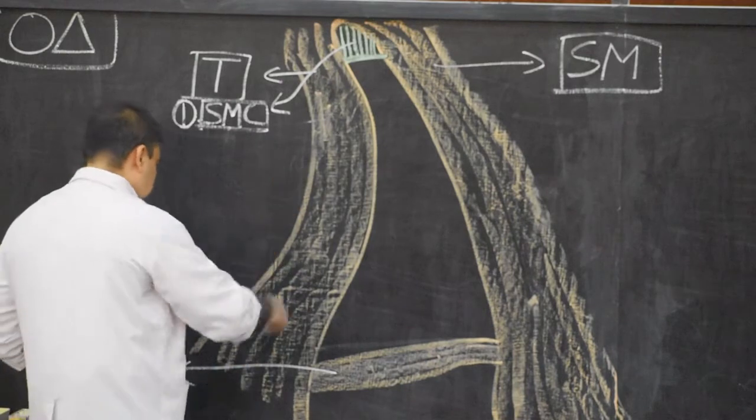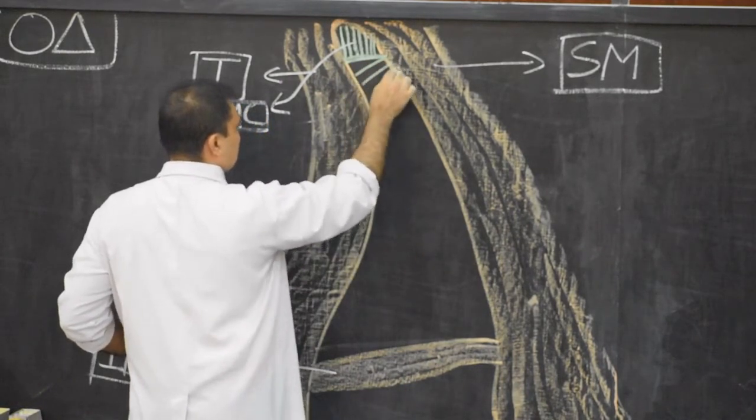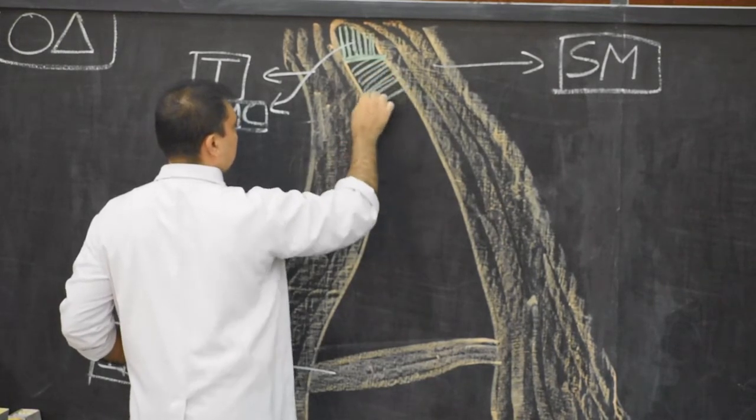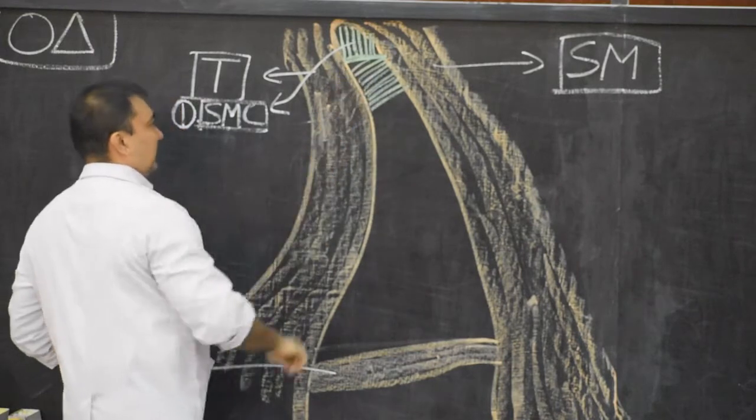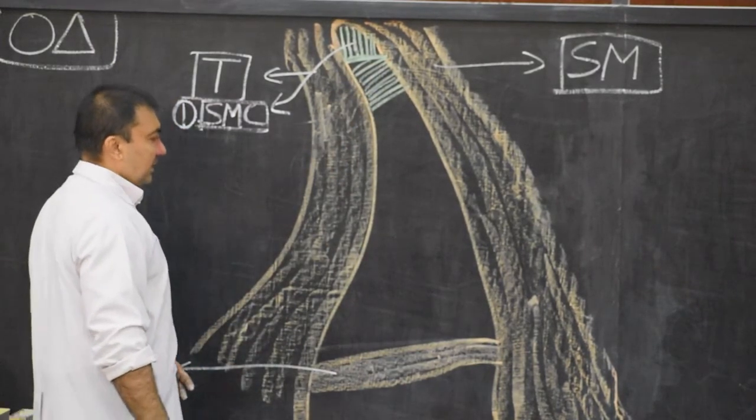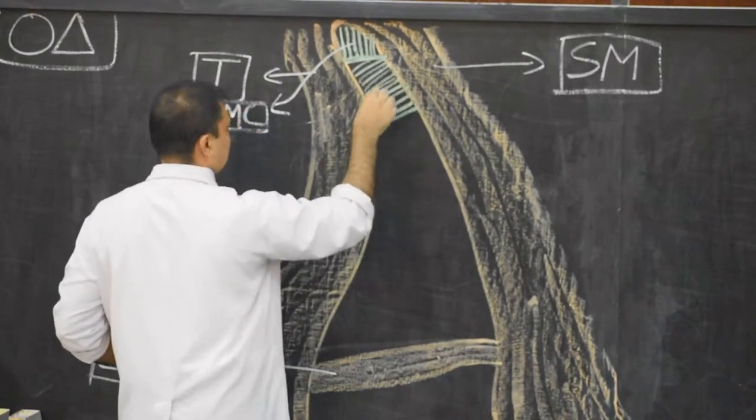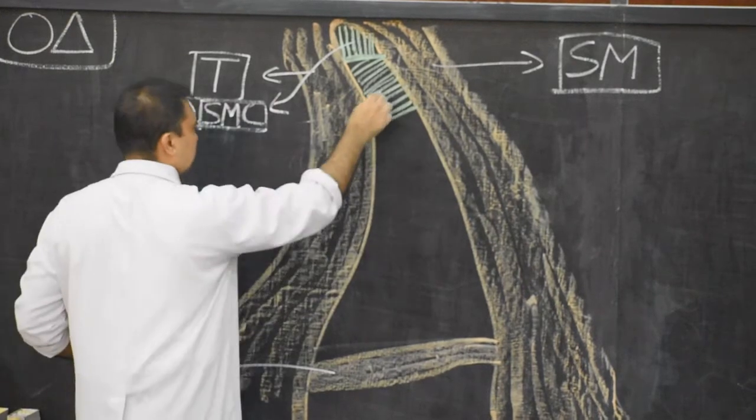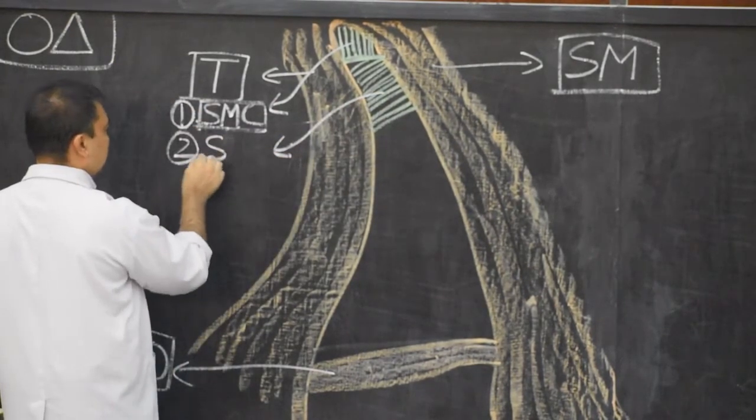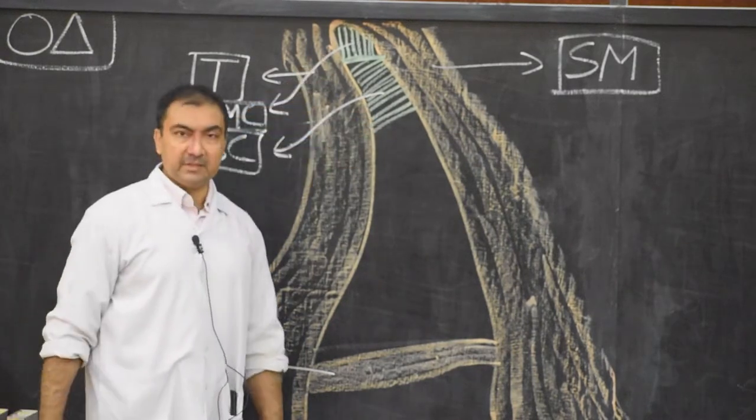Below that will be splenius capitis. So below that we will draw here. Now these fibers are directed downwards and obliquely backwards. These fibers are directed downwards, obliquely and backwards. So here we are drawing this muscle, and this muscle will be known as number 2. So it will be known as splenius capitis. First is semispinalis capitis, second is splenius capitis.